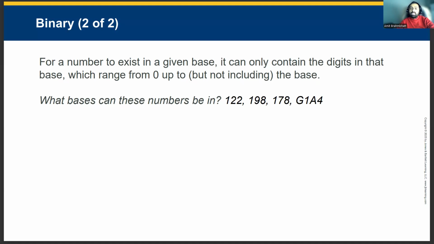The slide invites us to examine numbers like 122, 198, 178, or G1A4 and determine which bases they could belong to. Based on the symbols, for instance, a letter such as G cannot appear in decimal or octal but might be valid in a higher base. This rule is essential in computing because incorrect digit usage can immediately signal invalid data or representation errors when working with different number systems.